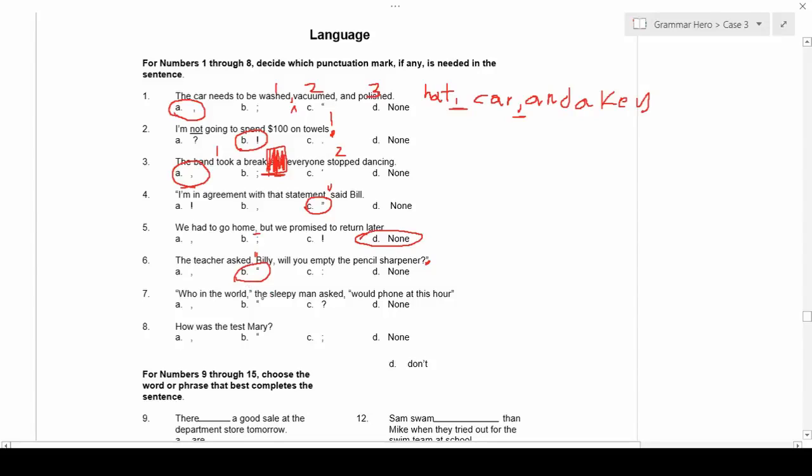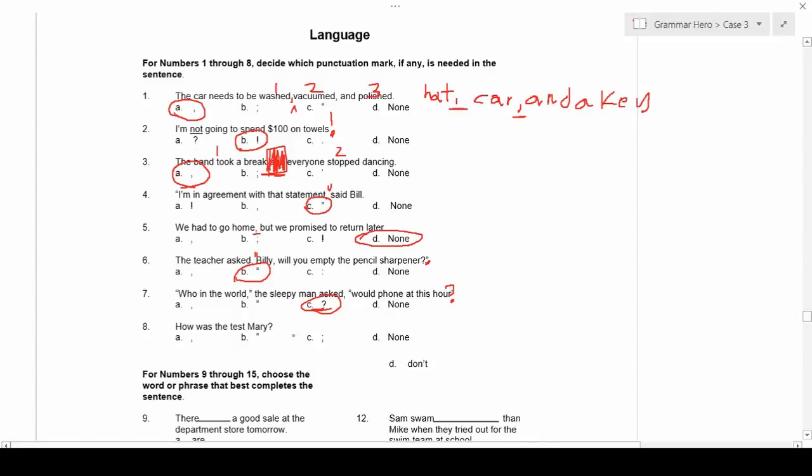Number 7, who in the world, the sleepy man asked, would phone at this hour? So he's asking a question. You can see that there's a comma there. We're okay with that. Sleepy man asked, comma there. Who would phone at this hour? You can't just leave a sentence without punctuation, an end mark in particular. He's asking a question, so we put a question mark.